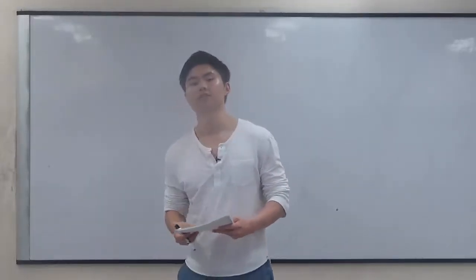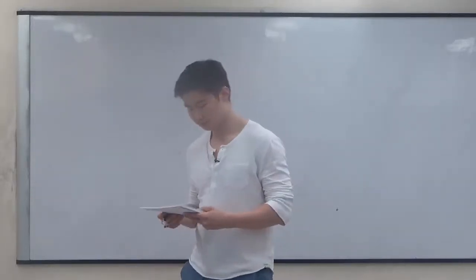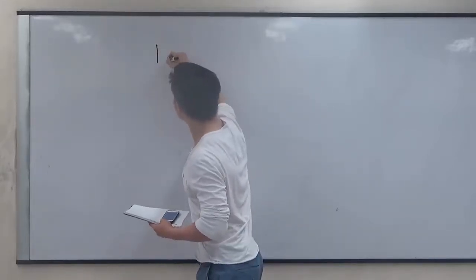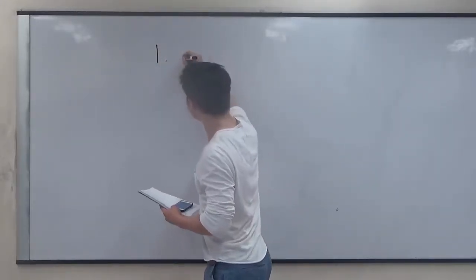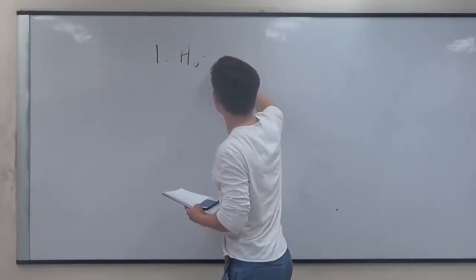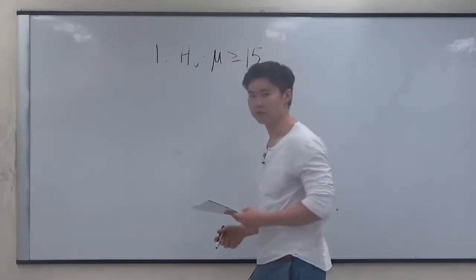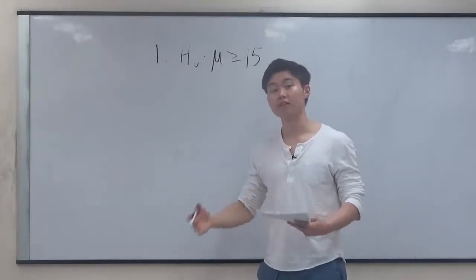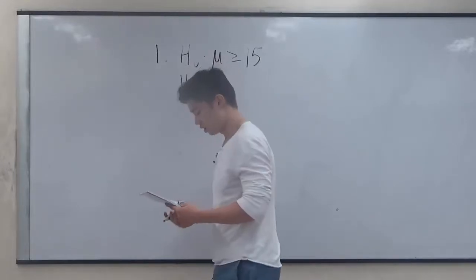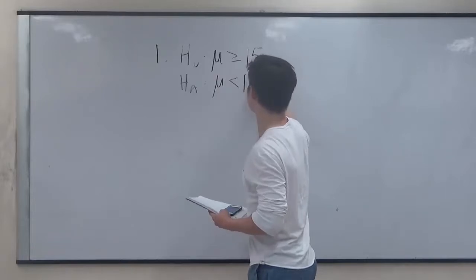So in this problem, we're testing a claim that people spend over 15 minutes in an Apple store. And we can set up our null hypothesis as the sample mean being greater than or equal to 15 minutes, because the claim was that shoppers spend at least 15 minutes in the store. And our alternative hypothesis HA is that our given mean is less than 15 minutes.